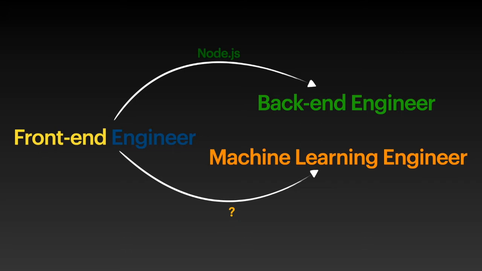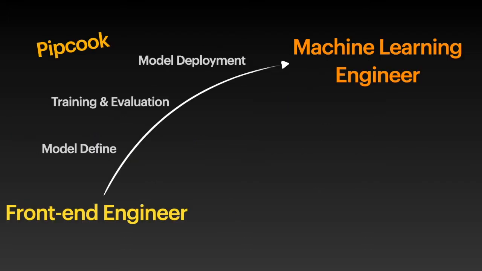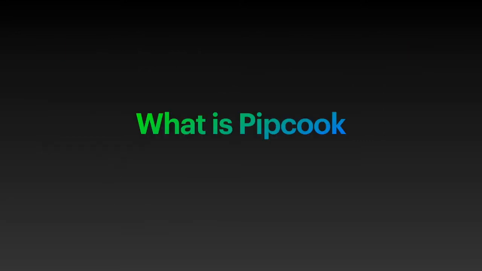And so we have this kind of question. Is there a library or framework that can help us make such a transformation for a front-end engineer to become a machine learning engineer? With this kind of vision and paradigm, we made Pipcook, a framework that helps a front-end engineer like us become a machine learning engineer. Through this transformation process, a front-end engineer will know how to define a model, how to train and evaluate a model, and finally how to deploy a model.